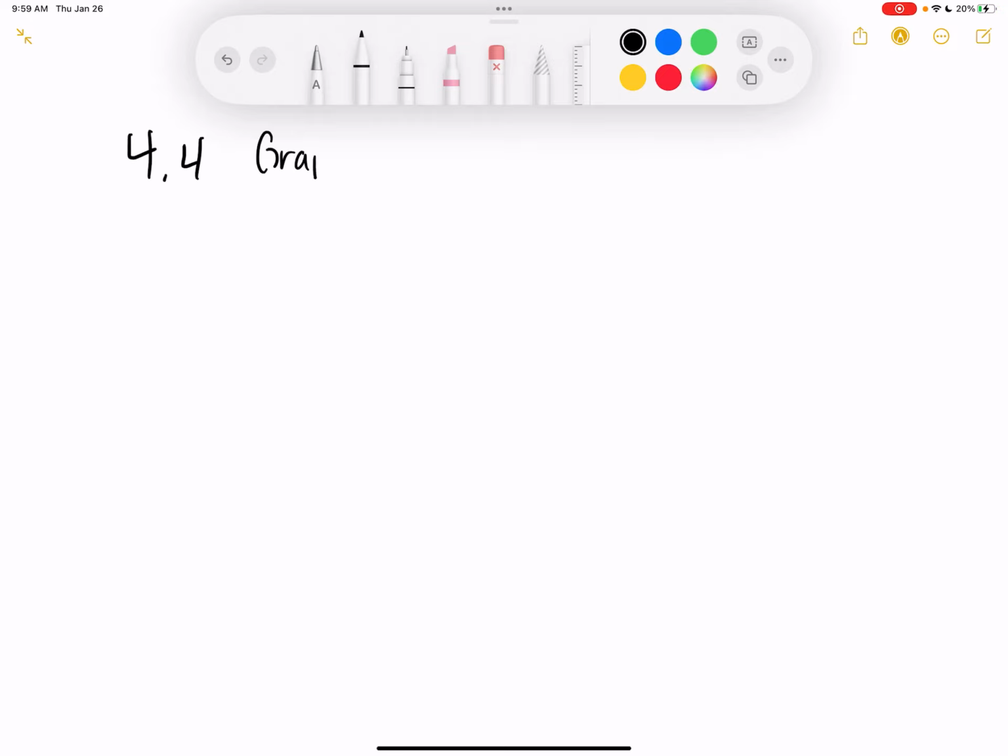4.4 graphs of sine and cosine functions. So obviously, if I didn't show you pictures yet, I'm not expecting you to actually graph them, but we're just going to talk about what would be happening if you had to graph them. And then we'll probably finish the section today.